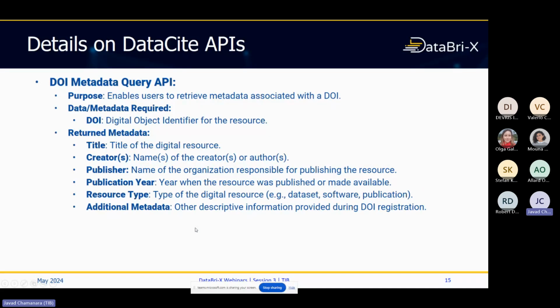Similarly for the metadata query API, basically you can define different queries, and based on that, you will get a list of DOIs matching that query. And then in the list of returned data, you will see, again, title, creator, publisher, or whatever that is registered for those DOIs.